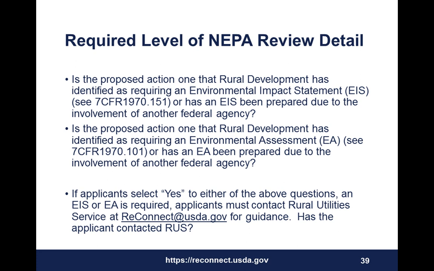If the applicants select yes to either of the above questions, an EIS or EA is required. Applicants must contact Rural Utilities Service at ReConnect@usda.gov for guidance. Applicants will also have to answer if RUS has been contacted. Remember, applicants must fill out this section prior to starting the rest of the application because it carries downstream effects throughout the application.